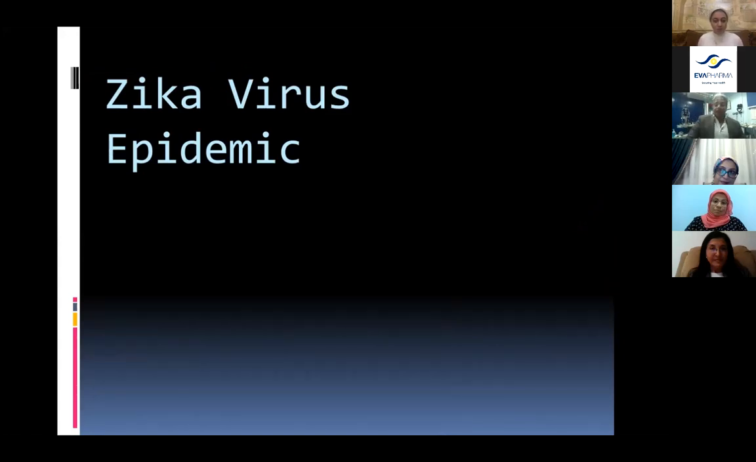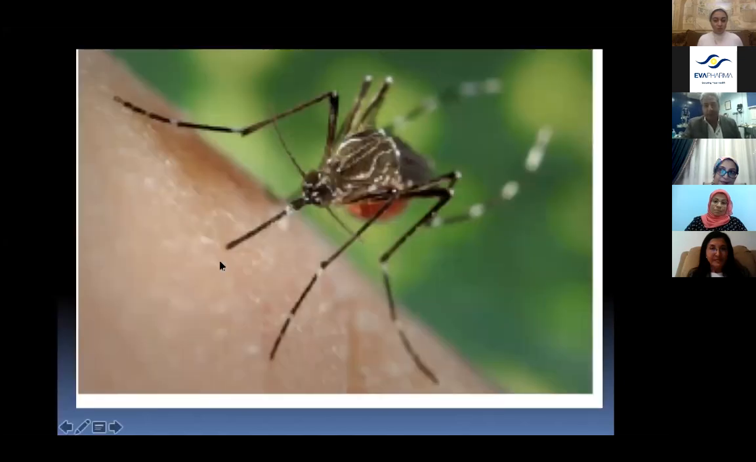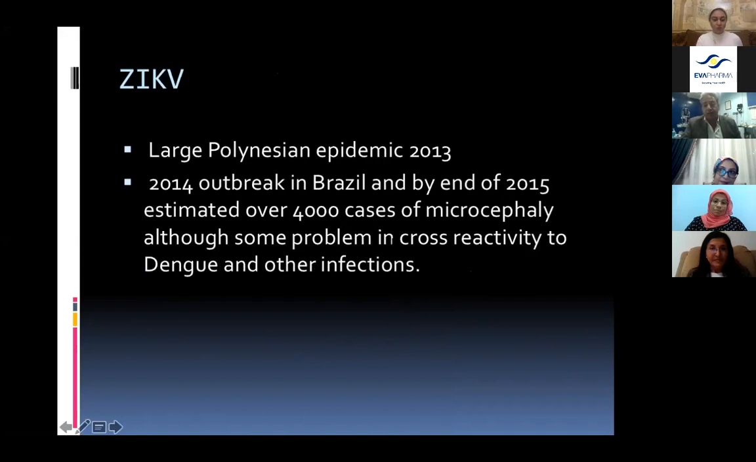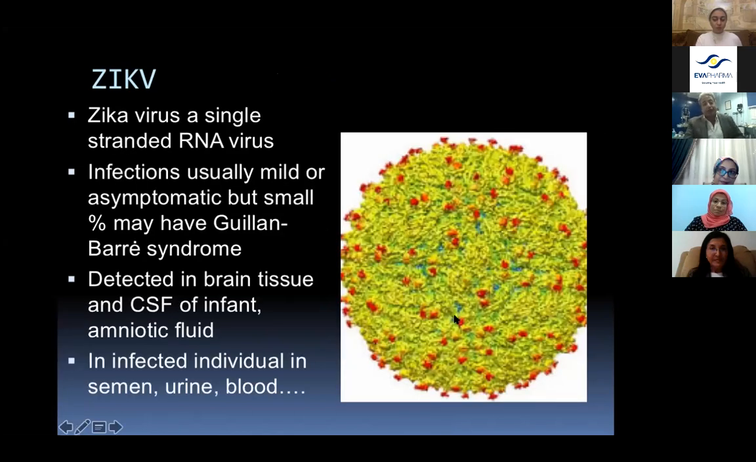Because we are in a world of epidemics, Zika virus came to Africa 4 years back. It is related to the Aedes aegypti mosquito and is transmitted by the mosquitoes. It went to Brazil in 2015 and came to Africa in 2016. There is a cross-reactivity to dengue fever and other issues. It is an RNA virus. It is one of the flaviviruses.